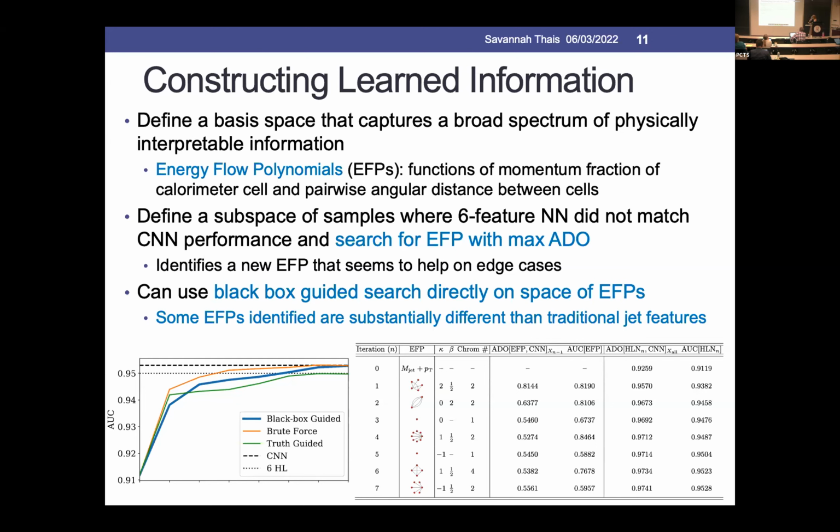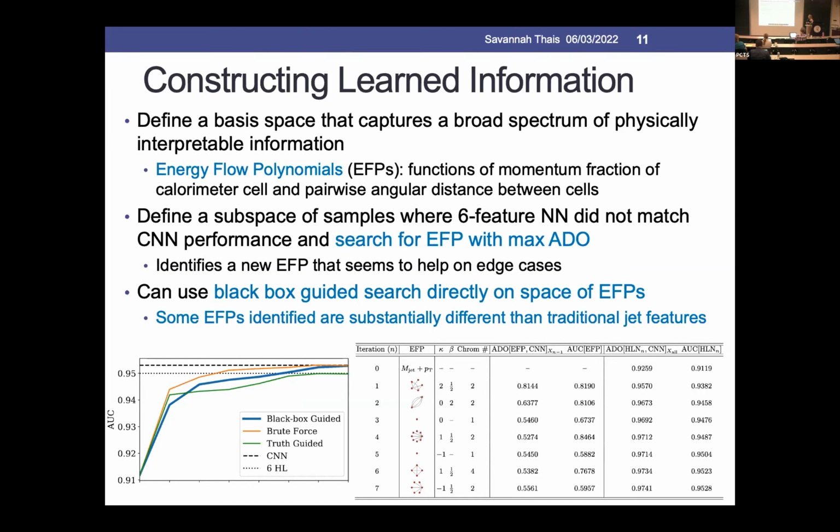But so the interesting thing you can do here is take a subspace of samples where that 6-feature interpretable model didn't match the CNN performance, and then you can use this energy flow polynomial basis as a space to do another decision ordering search. And this helps identify energy flow polynomials that help specifically on edge cases where the CNN was doing better than the traditional jet classification techniques that we use.